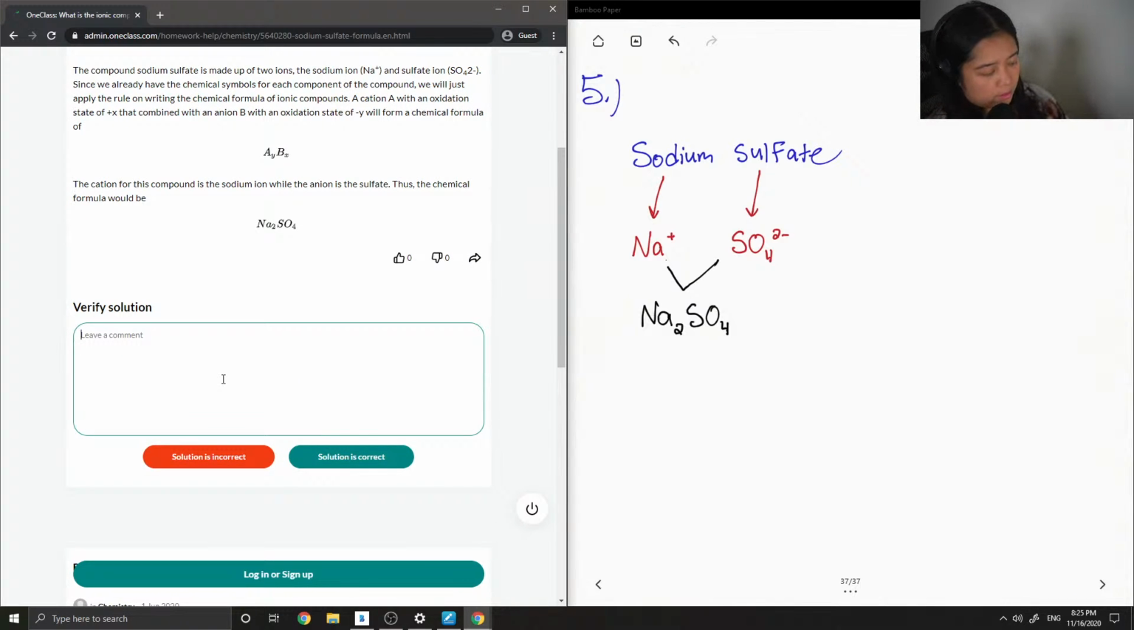Yep, so that's an interesting approach. It's pretty much the same thing. So this solution is correct.